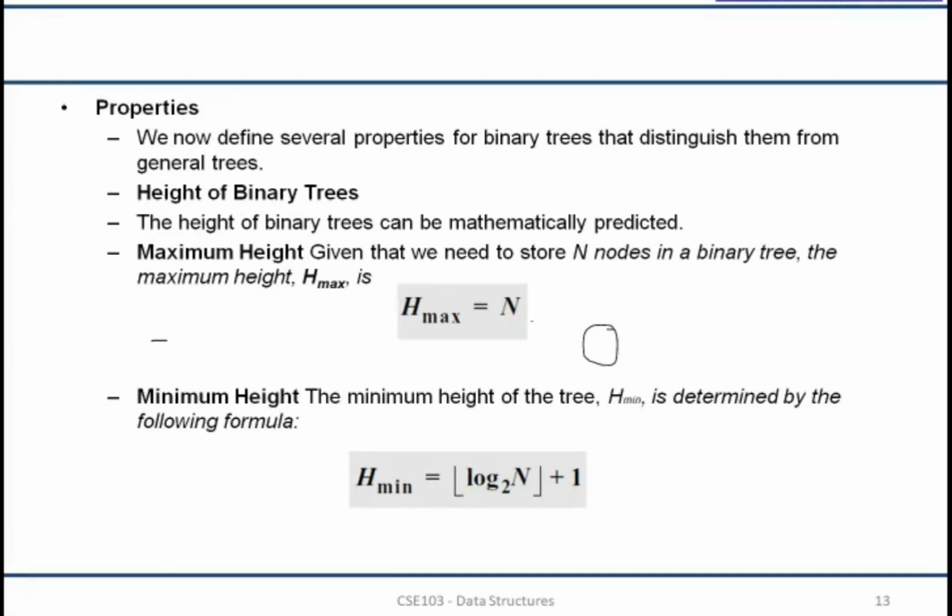If n nodes are given to you, you can create a binary tree with a max height of n. It is not possible to create more than that height. So that is the first property, h max. The second property is minimum height.